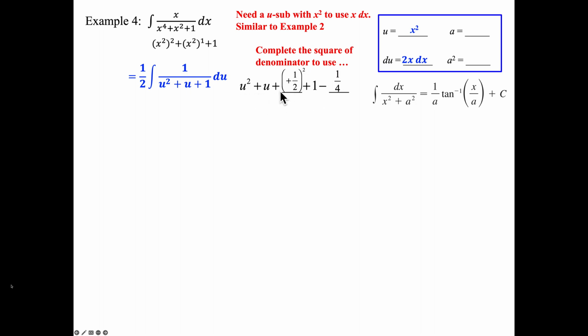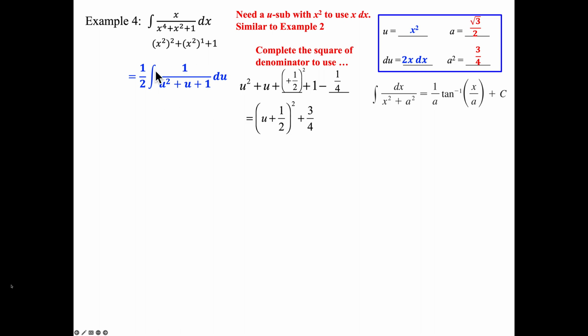This trinomial here is going to become u plus a half all that squared. 1 minus 3/4 is going to be 3/4. But we're going to turn that 3/4 into my a squared. So take the square root of that. I'm going to get the square root of 3 over 2. That's going to be my a value.